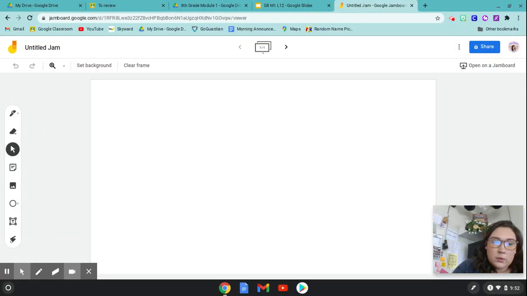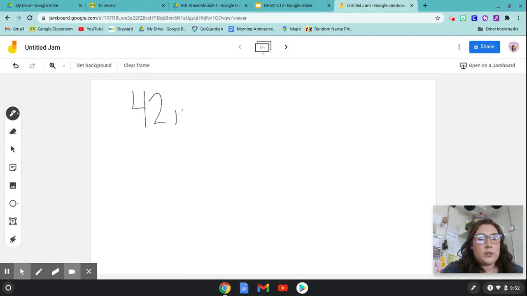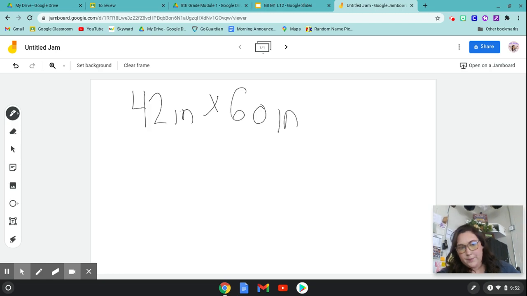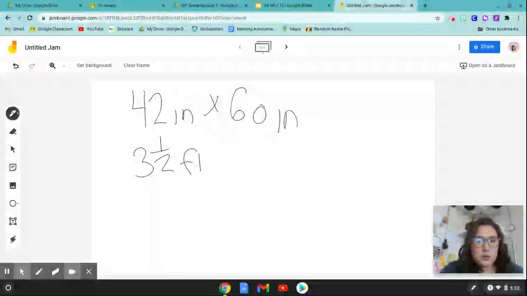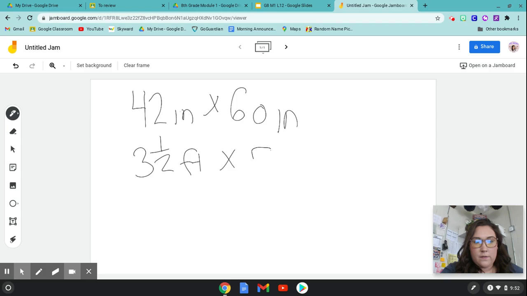One example I'll give you is if we had a dining room table. We can recognize the dining room table as, let's see, maybe 42 inches by 60 inches. We can kind of visualize that in our head. We could also say, how about 3.5 feet by 5 feet? That even makes more sense to me. I can visualize 3.5 feet by 5 feet.